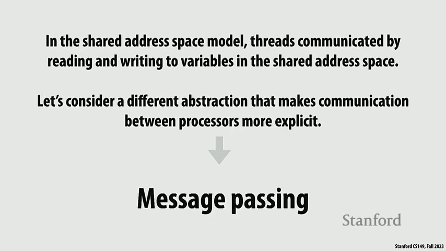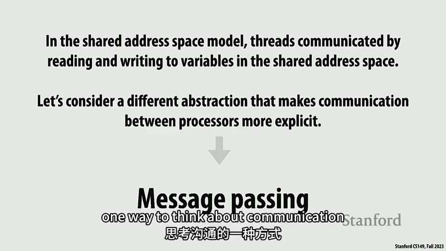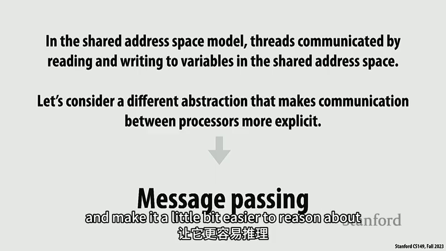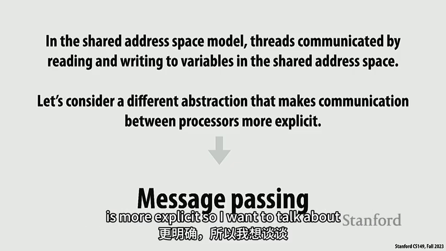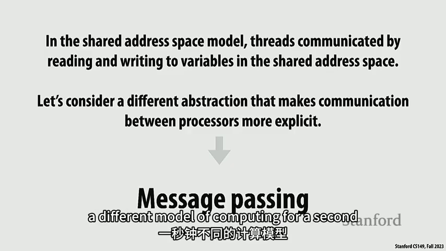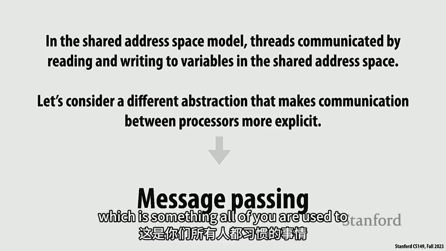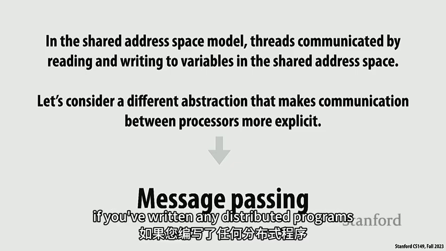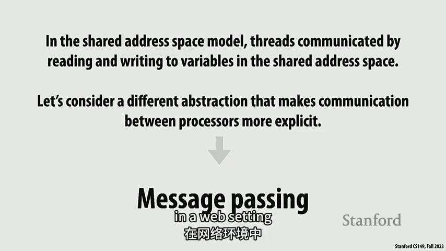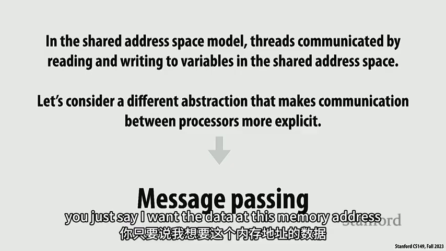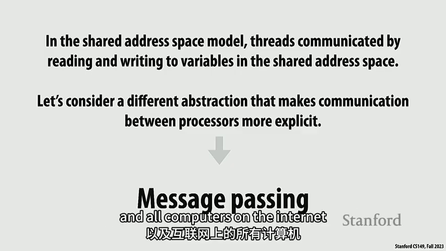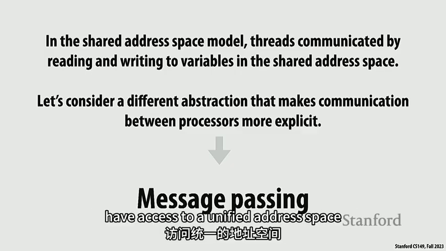Now, one way to think about communication and make it a little bit easier to reason about is to think about other designs where moving data is more explicit. So I want to talk about a different model of computing for a second, which is called message passing, which is something all of you are used to if you've written any distributed programs in a web setting. It's not like if you're on the internet, you just say, I want the data at this memory address, and all computers on the internet have access to a unified address space.